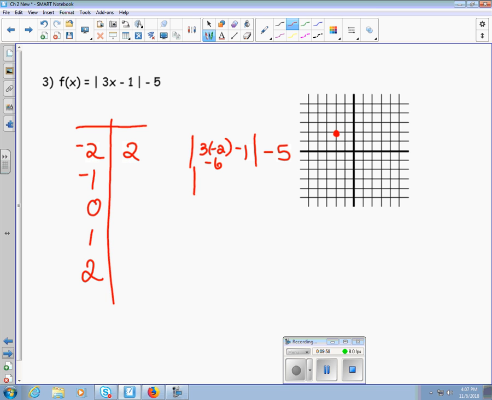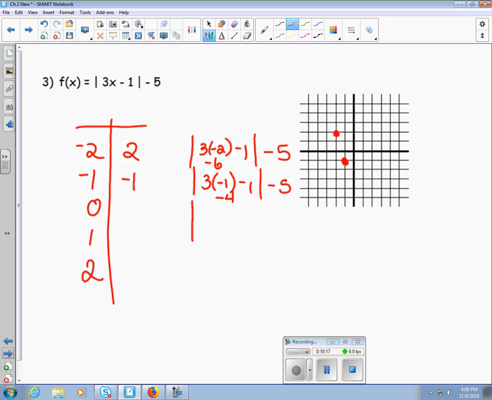Okay, if I put in -1, I'm going to have 3 times -1 minus 1, then absolute value, then subtract 5. So 3 times -1 is -3. -3 minus 1 is -4. Absolute value will give me 4. 4 minus 5 is going to give me -1.